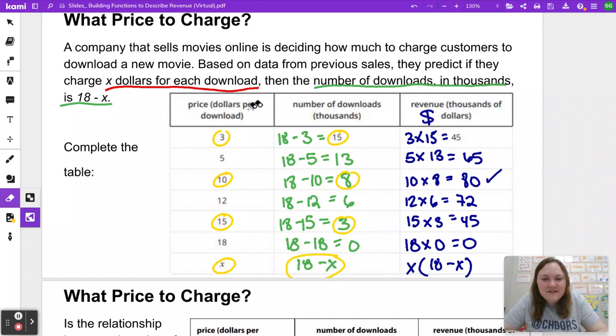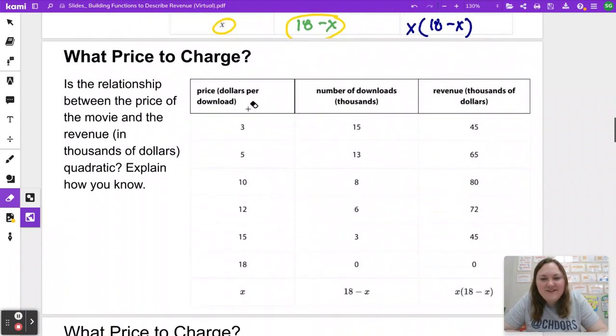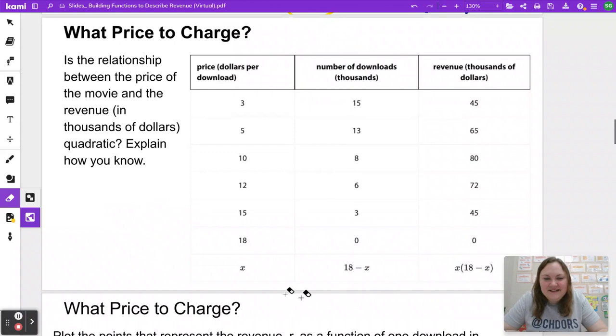And so below, this is the same table we just made. That final column, that final row in our table is what we had just talked through about that revenue being x times 18 minus x. And the question I want us to think about is up here on the left. Is the relationship between the price of the movie and the revenue in thousands of dollars quadratic? Explain how you know it is or is not. You need to take a moment to pause the video here and think through that question. Go for it, and then come back when you're ready to hear the answer.